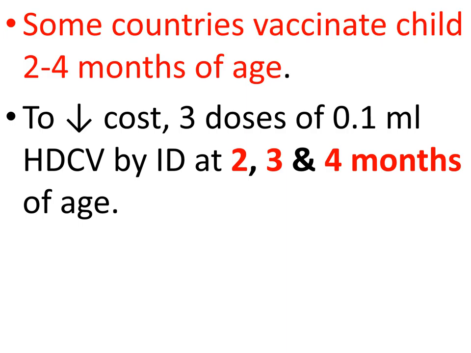Some countries vaccinate children around 4 months of age to decrease cost: 3 doses of 0.1 mL HDCV by ID at 2, 3, and 4 months.